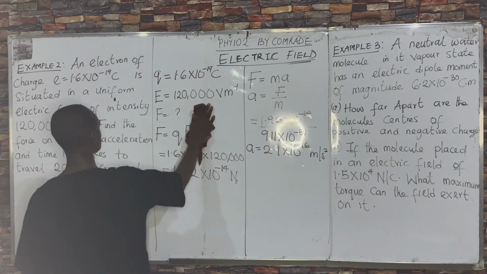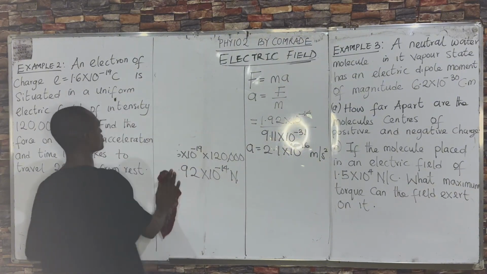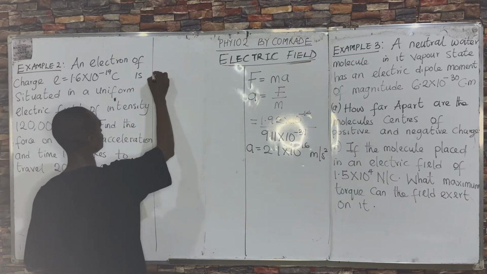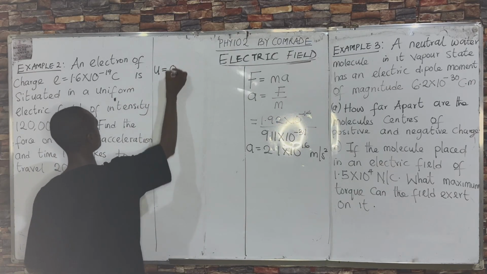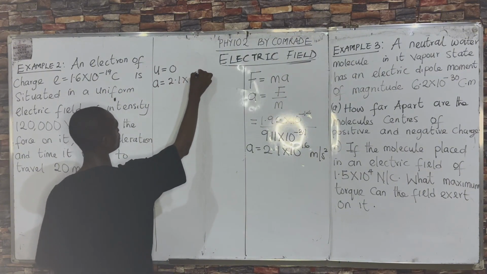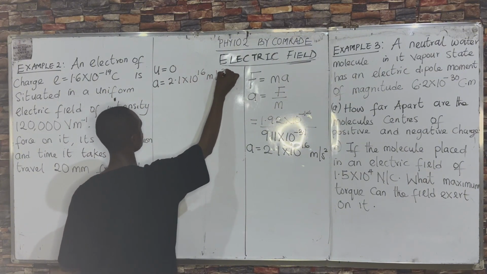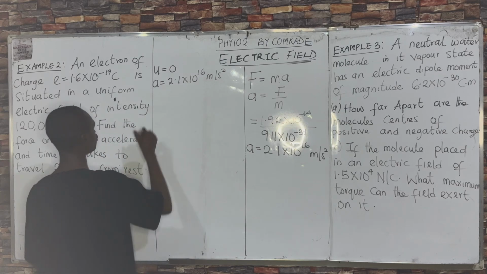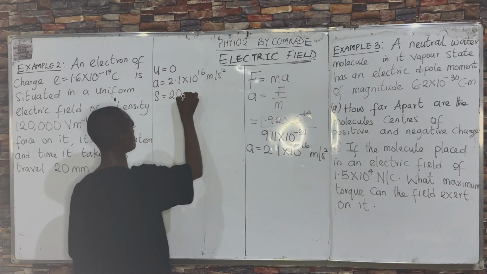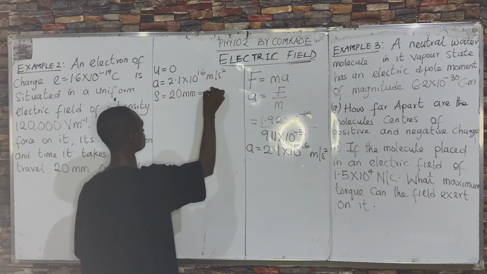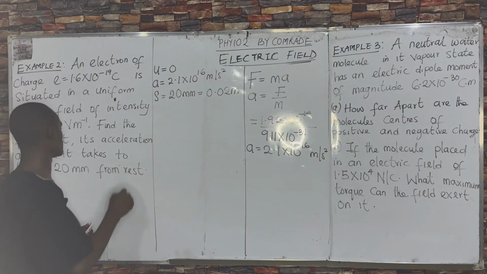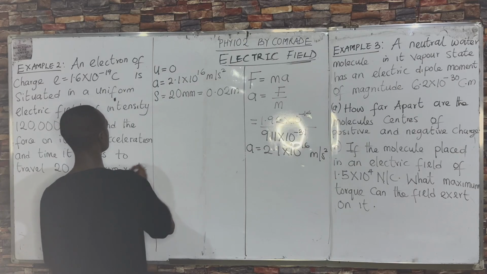So the next thing to calculate is now the distance. Because we are starting from rest, U is equals to 0. You know your A to be 2.1 times 10 raised to the power 16 meter per second square from this calculation. You know your distance S from your question to be 20 millimeters, but it must be in meters, so you divide by 1,000. And then you are looking for time T.